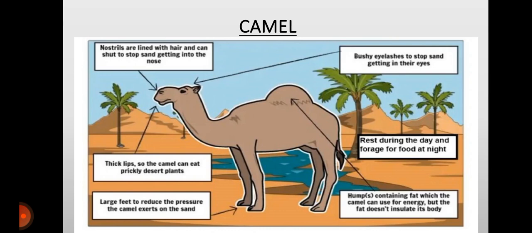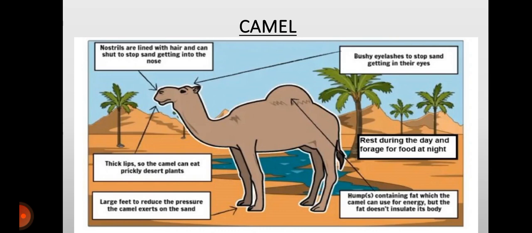Its eyelashes are long and bushy so that they can stop sand getting into their eyes. Next is about the lips. It has thick lips so that the camel can eat the prickly desert plants. And it has humps which contain fat which is used as energy, but the fat doesn't insulate its body.